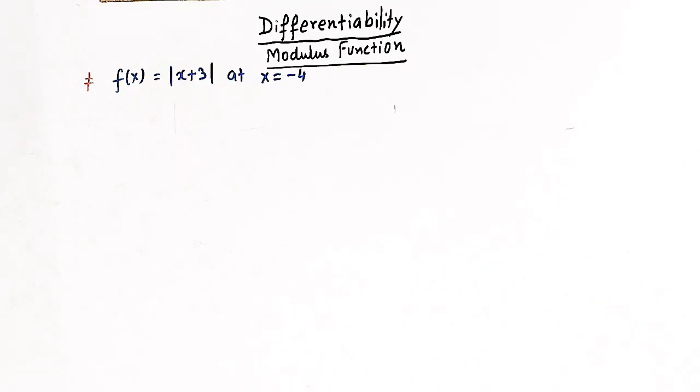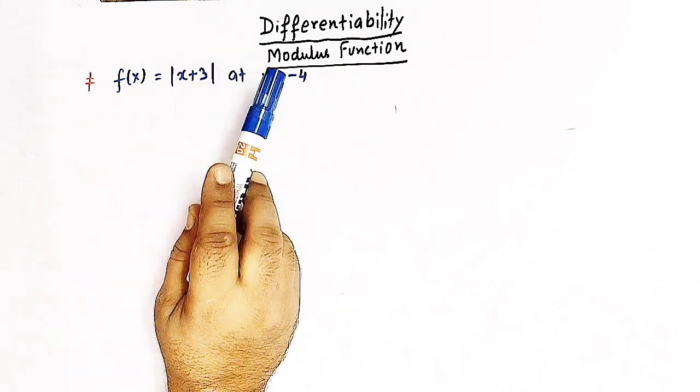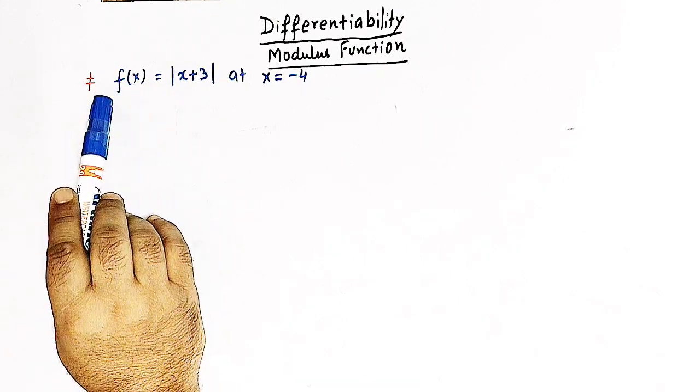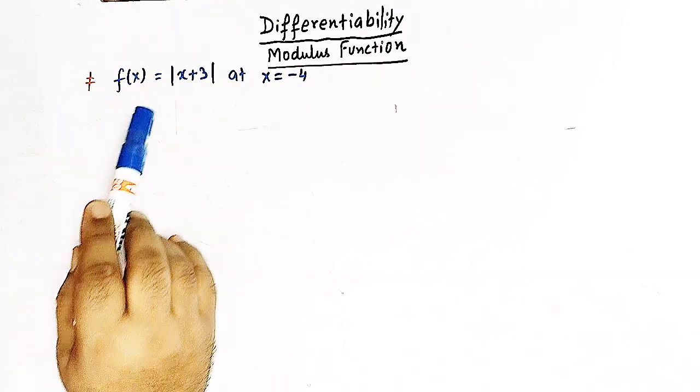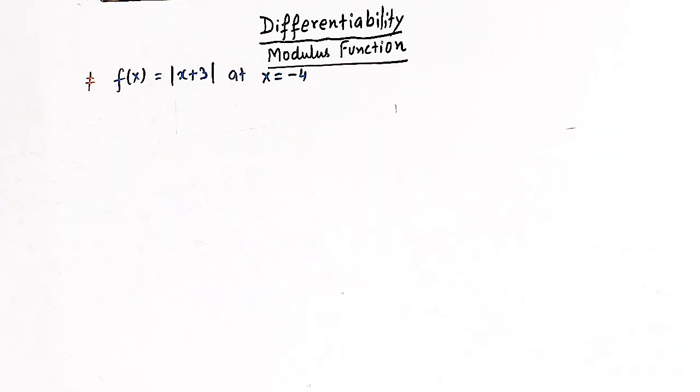Hello viewers, in today's session we are going to discuss one important and conceptual problem from differentiability of functions. In this class we are going to discuss the differentiability of this mod function, that is f of x is equal to mod of x plus 3 at the point x is equal to minus 4, right?